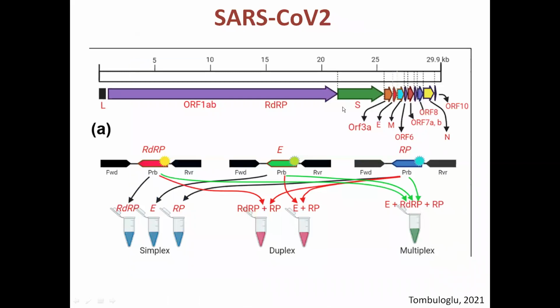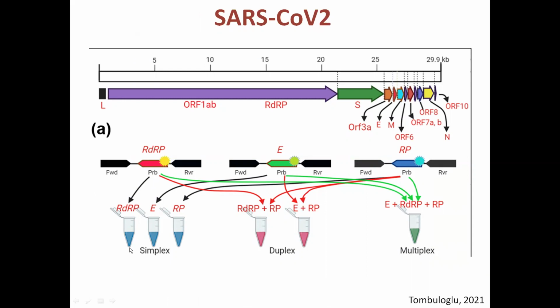So this is how SARS-CoV-2 was identified. This is the genome of SARS-CoV-2. It is almost 30 kb, and here we have up to 10 open reading frames. This is the RNA-dependent RNA polymerase. This is the envelope gene. So these two, and one reporter from the human that is used as the internal control.